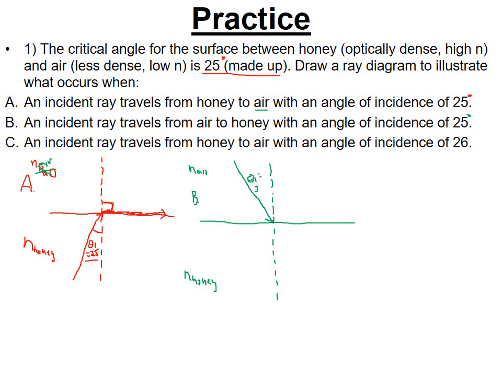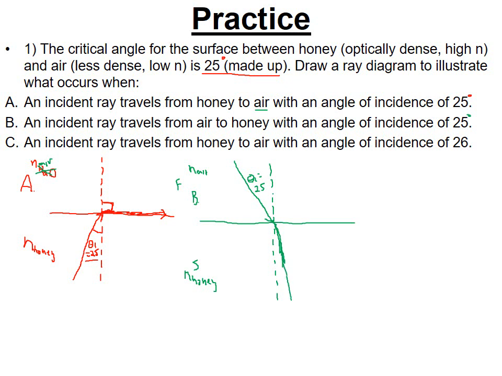Now, in this case, we are going from the fast medium to the slow medium. So we're not moving away from the normal. If you drew this 90 degrees from the normal, you would have done this incorrectly because we're going from fast to slow. So in reality, you wouldn't actually know what the angle of refraction is. You could just predict that the angle of refraction would be smaller than the angle of incidence because it would move toward the normal.